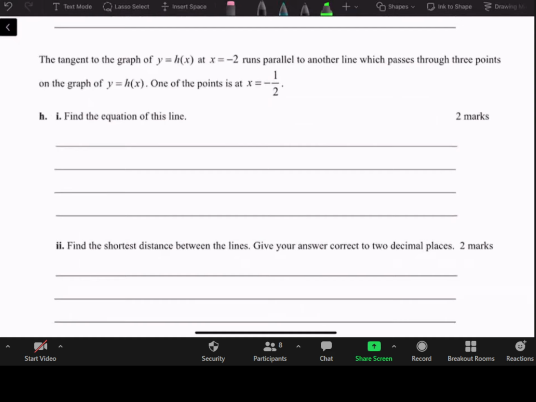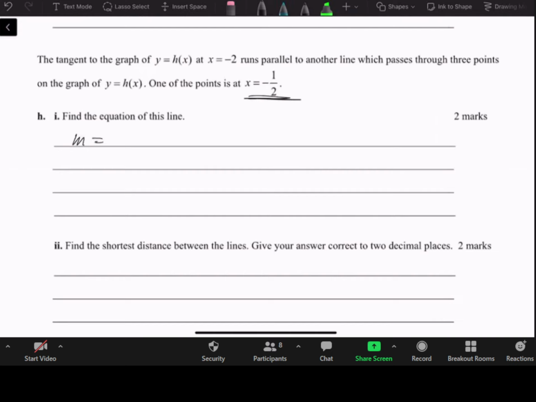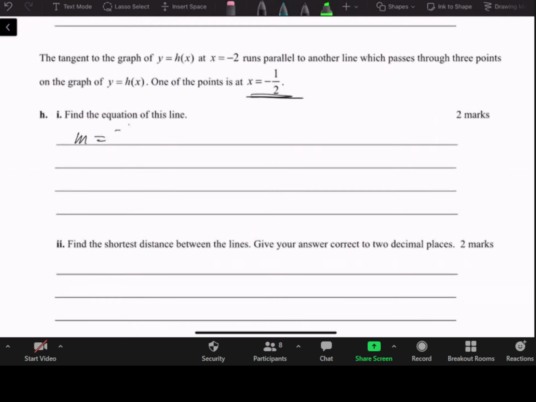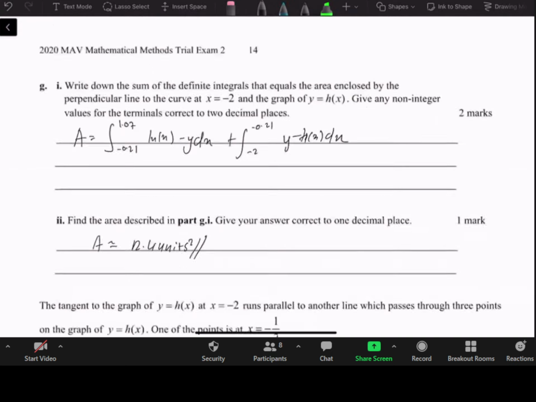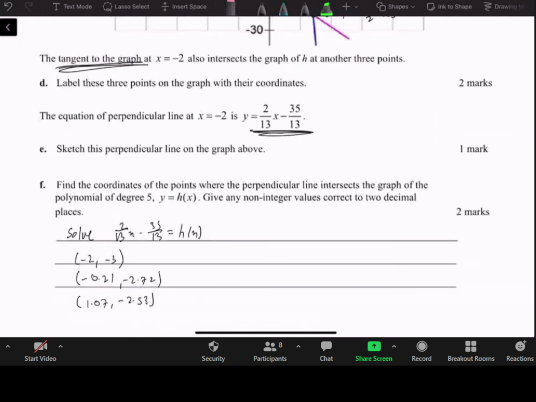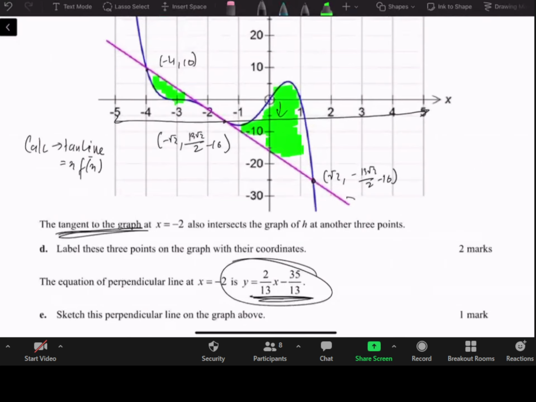So now there's another line that's parallel to the tangent. And it goes through 3 points on h(x), and one of them is x = -1/2. So the first thing we know is that since it's parallel to the other line, the m is going to be -13/2. So make sure you realize it's not parallel to the perpendicular line, it's parallel to this line.